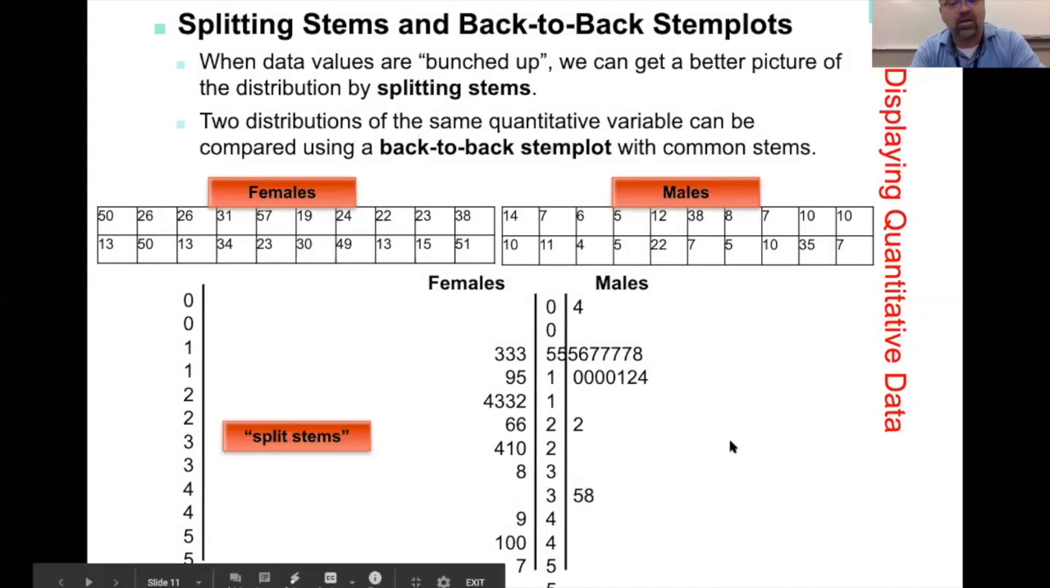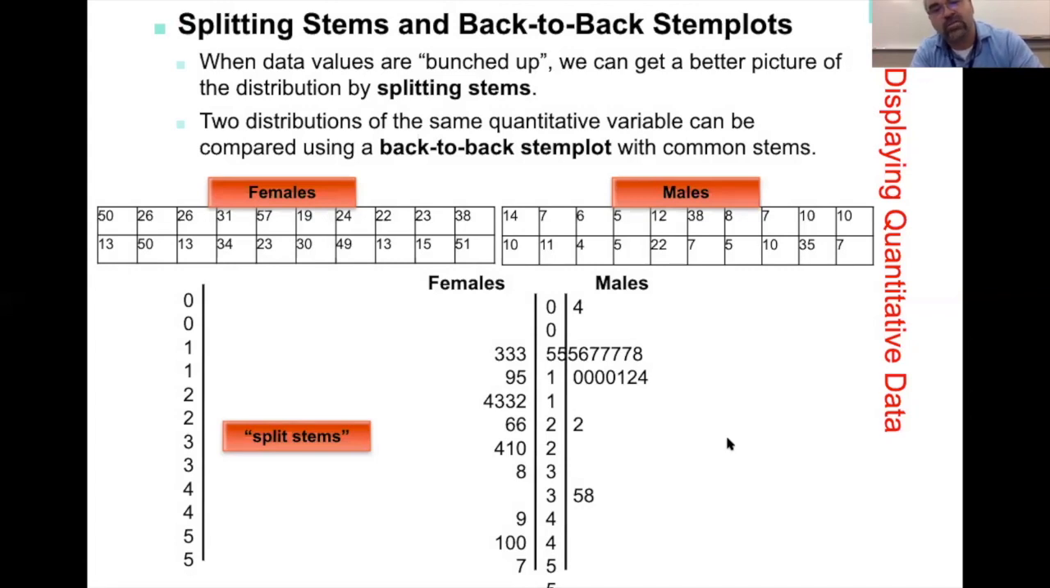You know what, let's do this. We'll talk about splitting stems in class. I didn't realize this slide was so messed up. Oh, I'm sorry about that. I may have just edited this out, so yeah, we'll just edit the whole split stem part out.